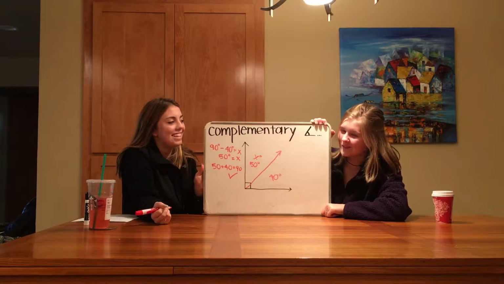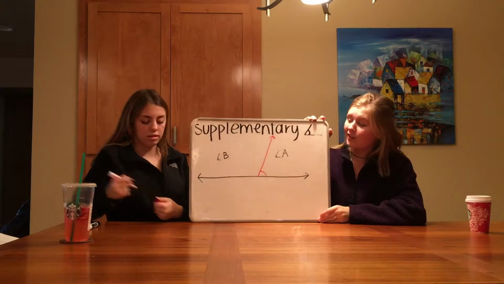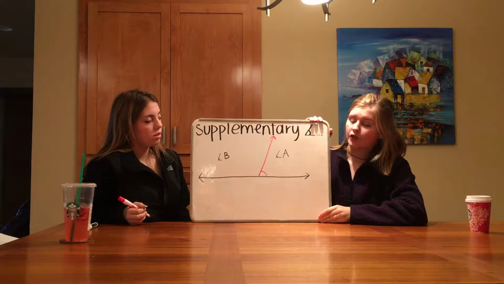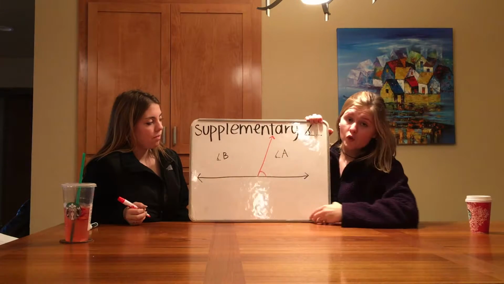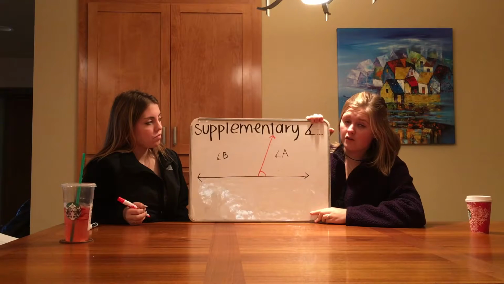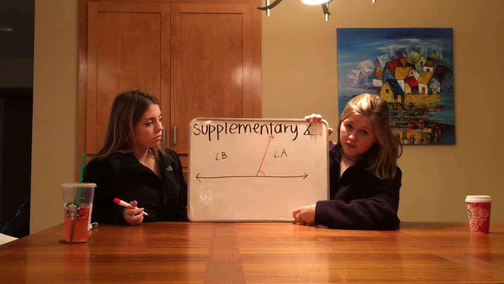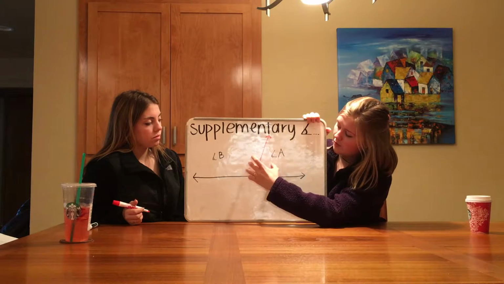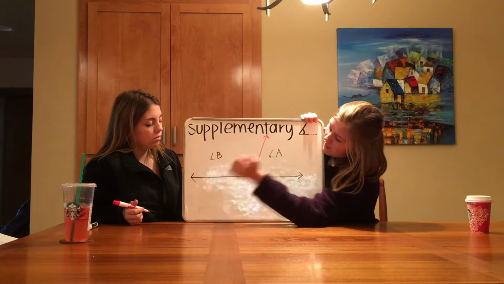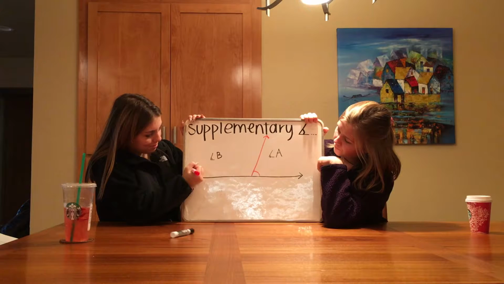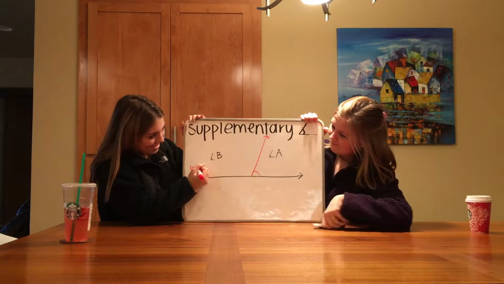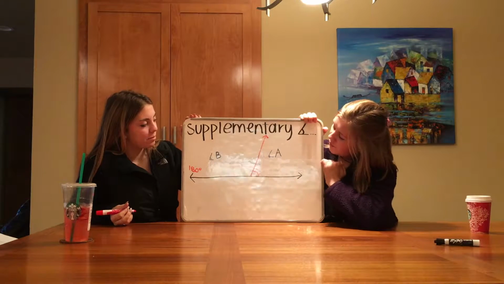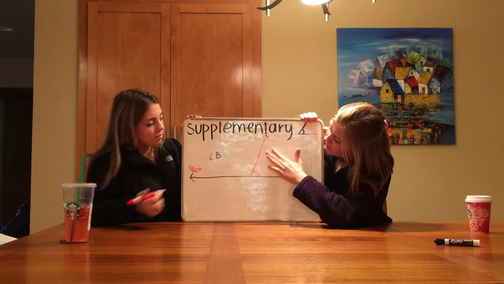That's a complementary angle. So we're going to move right along to supplementary angles. Supplementary angles are two adjacent angles whose sum equals 180 degrees. As you can see here, angle A and angle B are two adjacent angles. Their sum equals 180. Let's say angle A is 80 degrees.